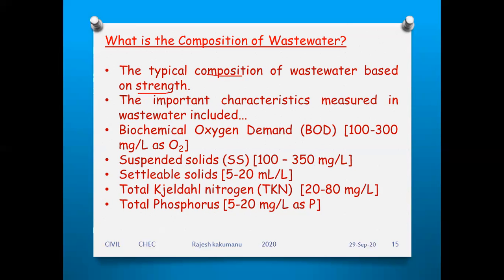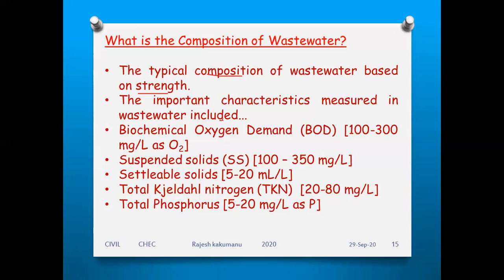Now, the important characteristics measured in the wastewater include: what are the characteristics to be measured? As already discussed, the first one is the biochemical oxygen demand, BOD. It should be 100 to 300 mg per liter as oxygen.